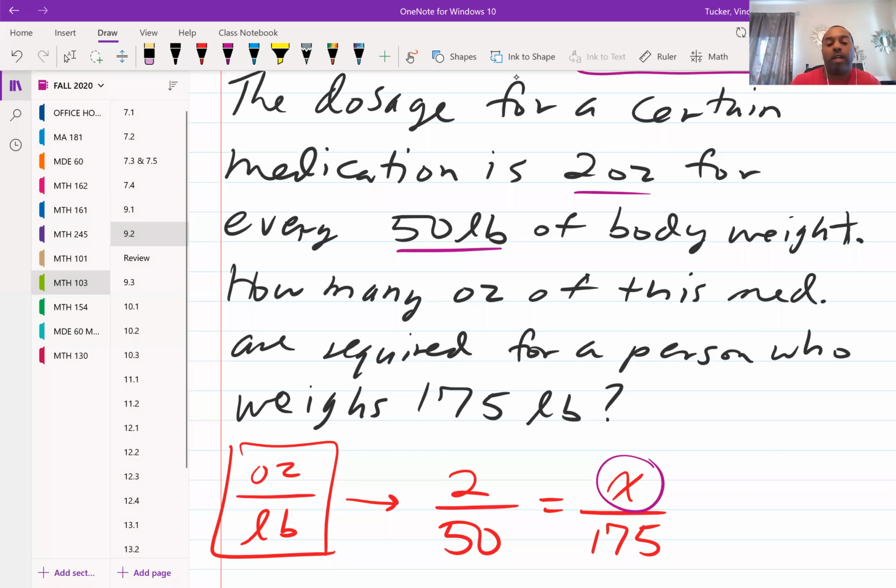Now when I go to the next one, it says how many ounces are required for a person who weighs 175 pounds. If I keep up with ounces over pounds, that means X is going to be my ounces, my unknown, and pounds is 175. Any questions on this setup?